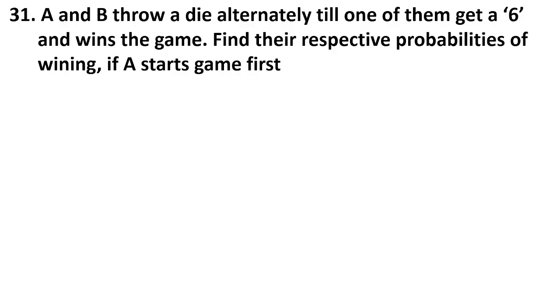Suppose A wins or B wins. Suppose A is not winning, he will give it to B. B is not winning, he will give it to A. Then A is not winning, he will give it to B. Therefore, they will be going on playing alternately till one of them gets it.